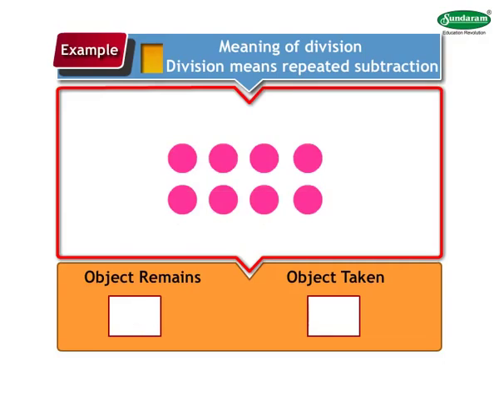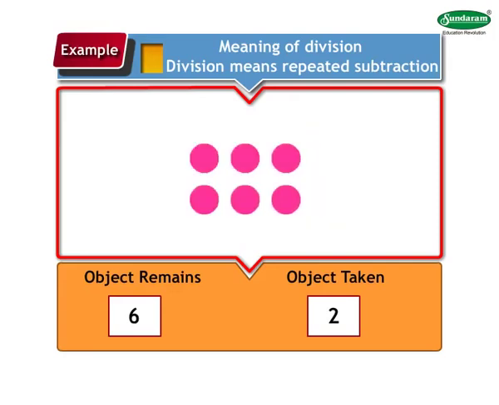Now again, for the second time, take away one more group of 2 objects. Thus now, 6 objects are remaining. This means now there are 3 groups of 2 objects remaining.